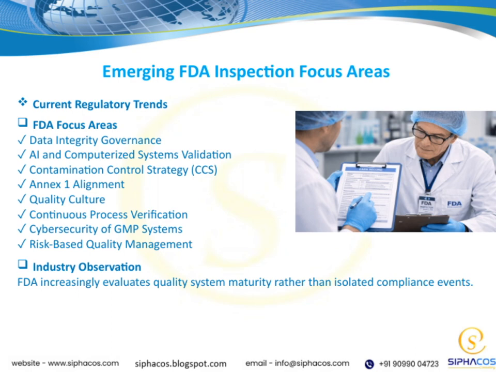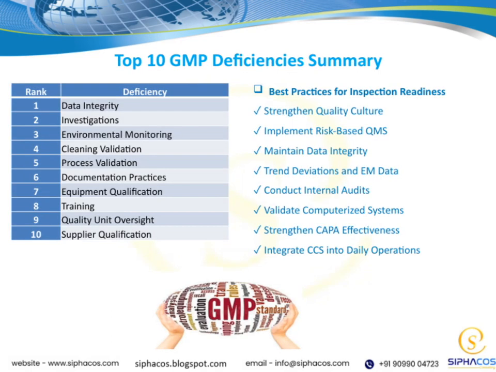When it comes to inspection readiness, there are several best practices we need to keep front and center. First, we strengthen our quality culture. It's the foundation for everything else. Then, we implement a risk-based quality management system, making sure we focus where it matters most. Maintaining data integrity is critical, as is trending deviations and environmental monitoring data to spot issues early. Regular internal audits and validating computerized systems keep us sharp. We also need to boost CAPA effectiveness and fully integrate continuous compliance systems into daily operations.